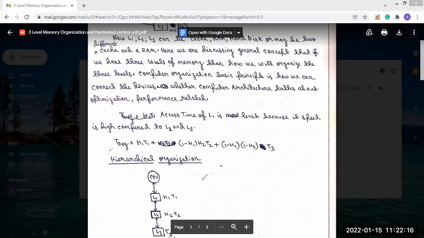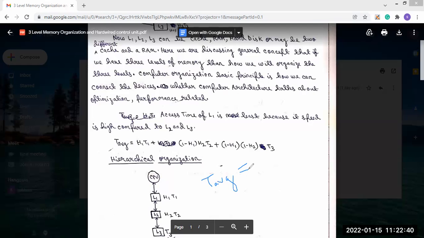Let's say we prepare the T average time for this also. So what will be the T average time? Now, if you remember the two-level organization concept, the T average time which we used, in that case, what happens?